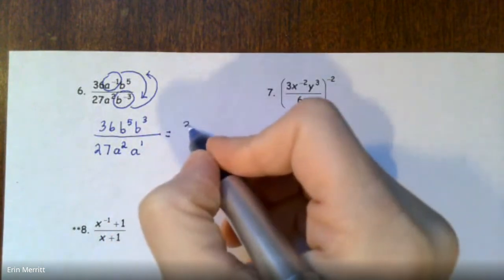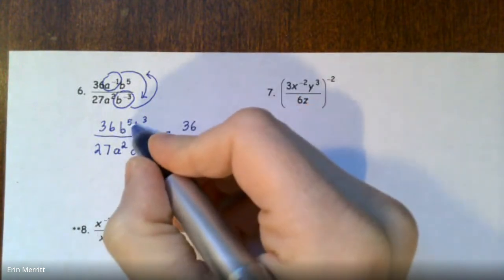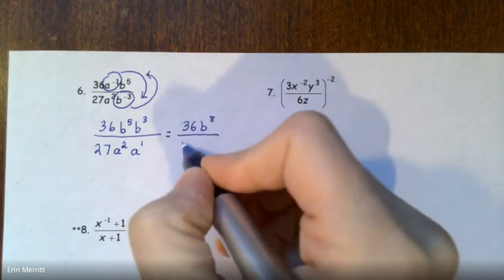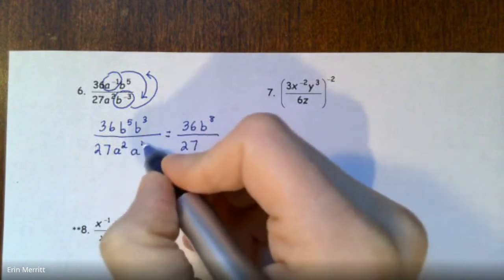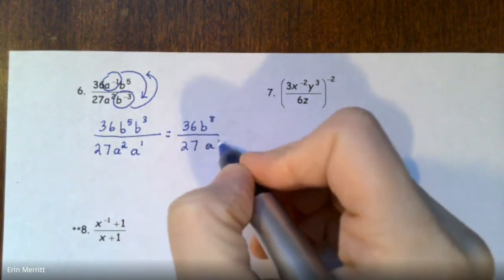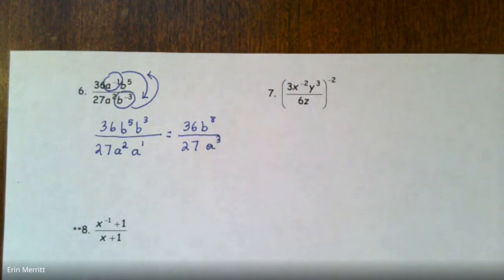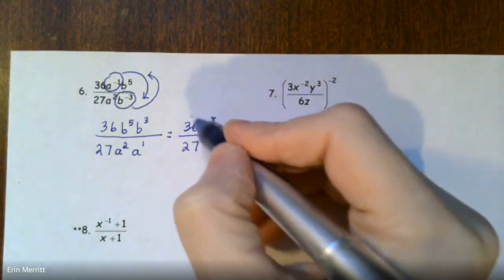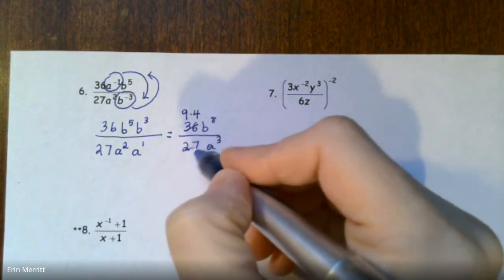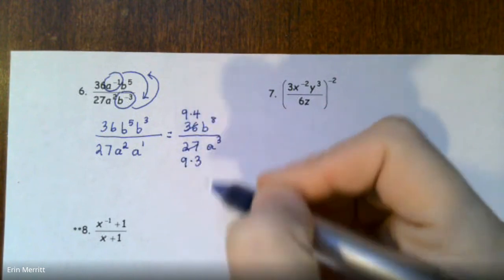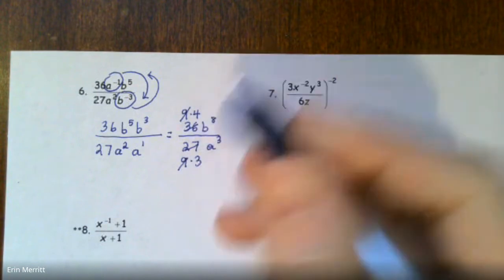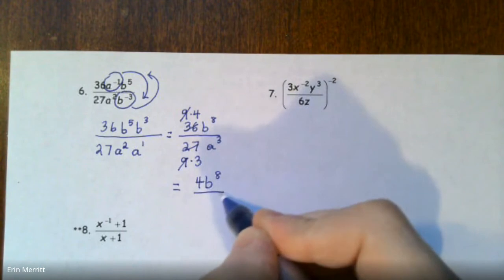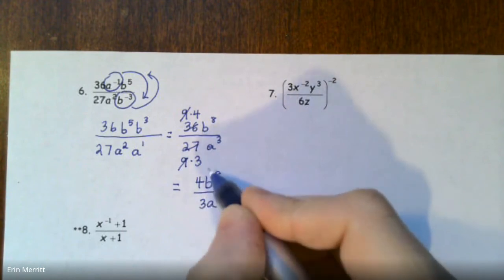So let's see. 36 b to the fifth times b to the third, add those together. So b to the eighth, and then 27, a squared times a to the first, that'll give me a to the third. So can you simplify anything else? Well, yeah, 36 and 27. 36 is the same as 9 times 4. 27 is the same as 9 times 3. So the 9s will go, and now I'll fully be left with 4b to the 8th over 3a cubed.